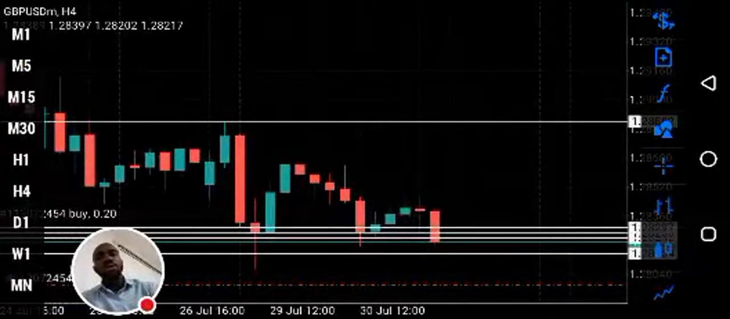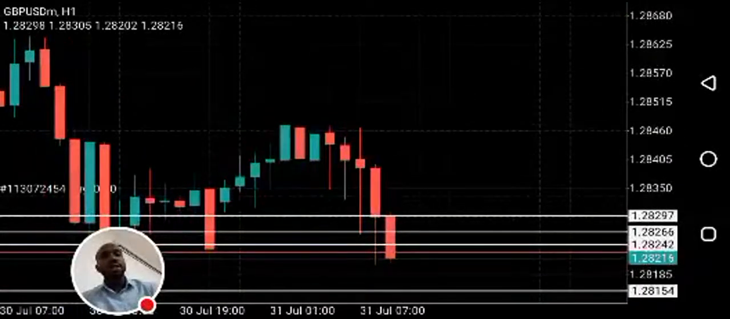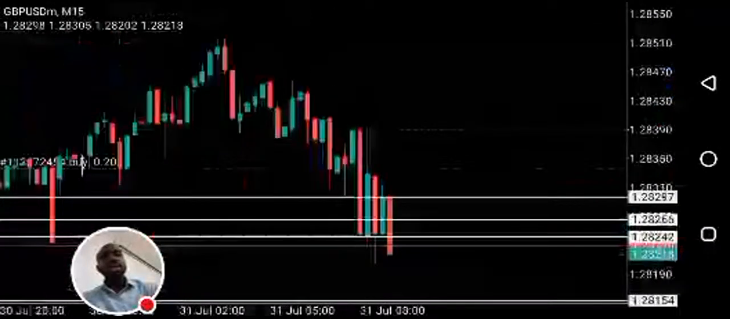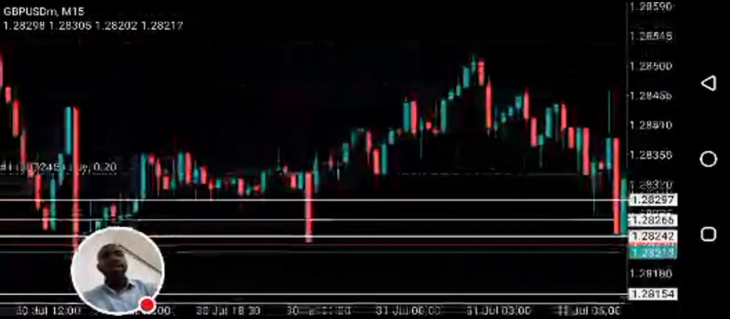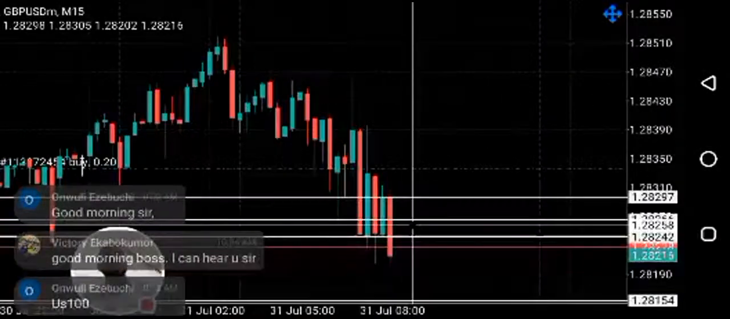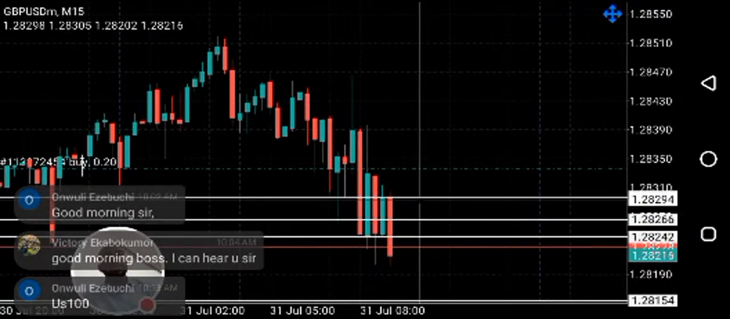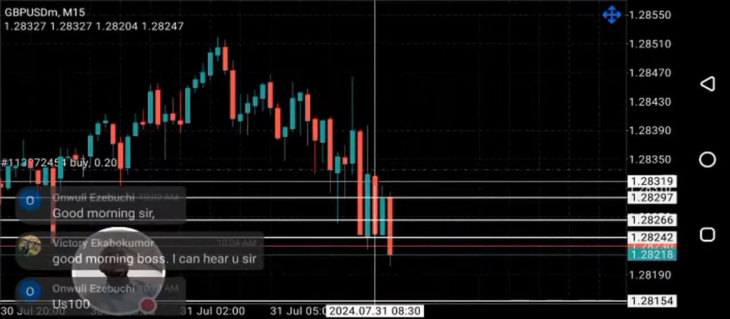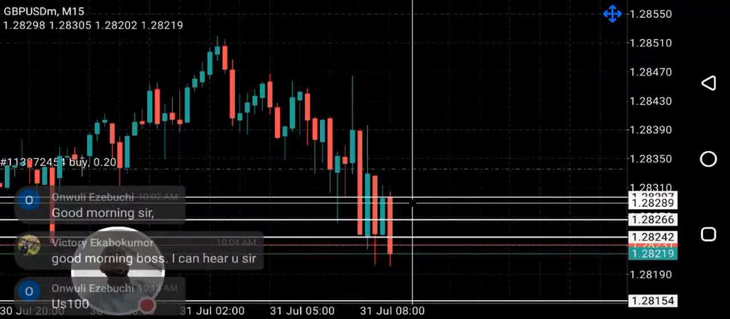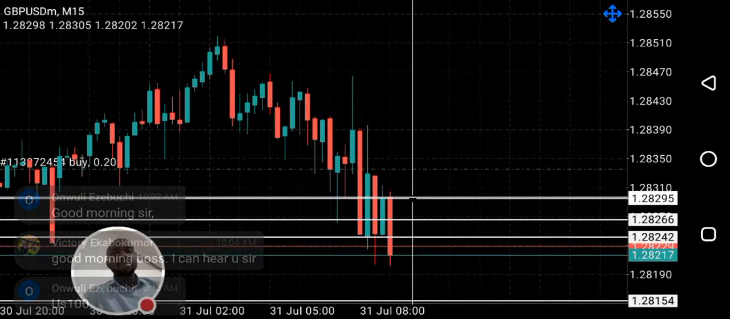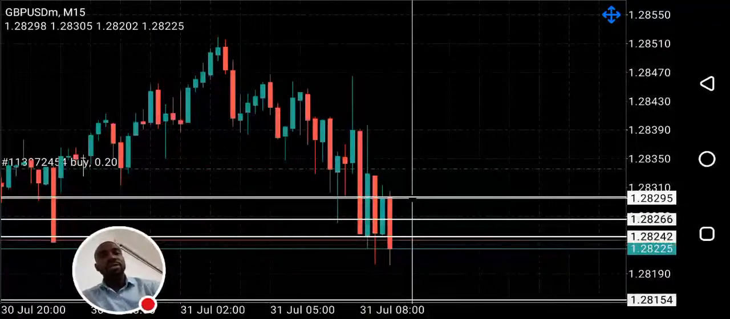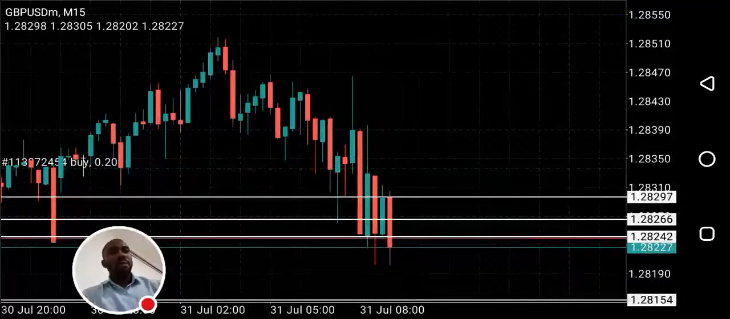Let's see what's happening on the 1 hour time frame. Okay, this is the 1 hour time frame. Let's see 15 minutes. This is what we have on 15 minutes. Like I said, patiently wait. After the close of this 15 minutes candle, a resistance will be created here. We also had a resistance here. So you wait for this resistance to be broken, wait for a candle to close above this resistance before you buy. I hope that is clear.